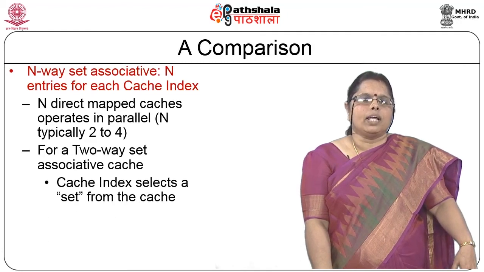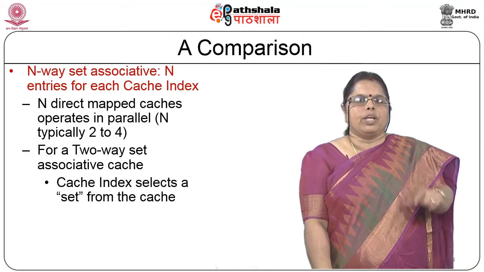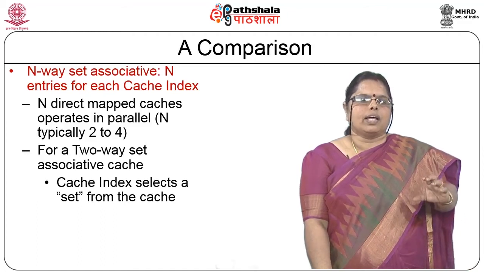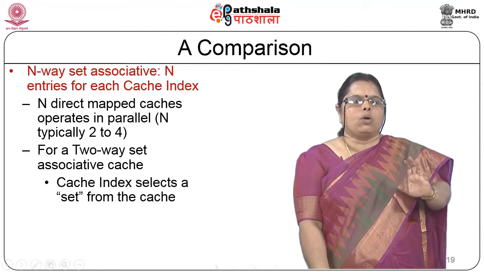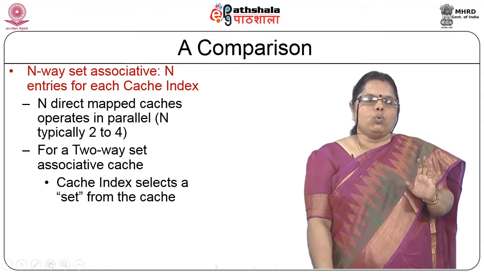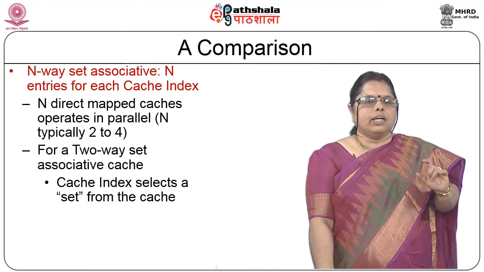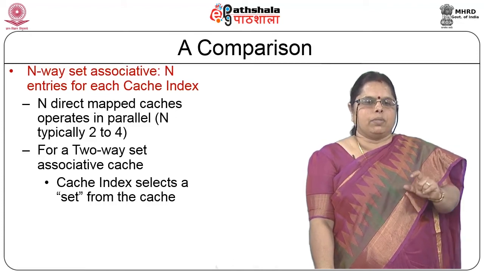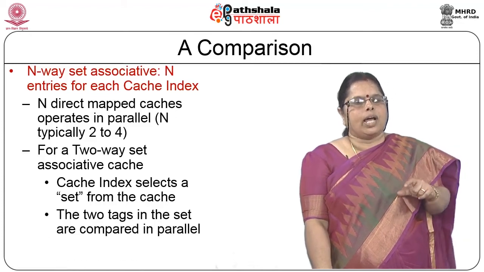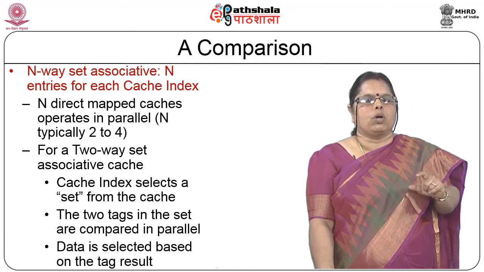So, if you are looking at an n-way set associative cache, there are n entries for each cache index. So, it is like having n direct mapped caches operating in parallel. For a two-way set associative cache, the cache index selects a set from the cache and then the two tags are compared and you will have to choose one of them.